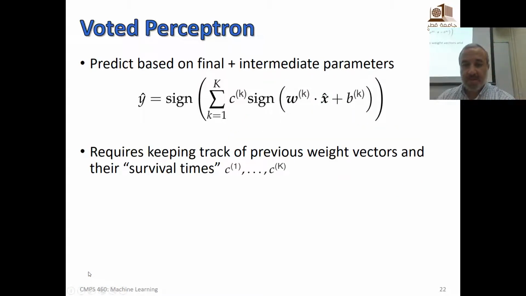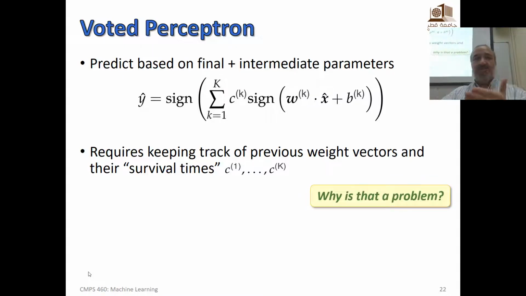Then of course we need to keep track of the previous weight vectors and the biases, and their survival times. Now, what is the problem with that? I think you started to think about whether this is practical or not. Why do you think this is not practical?